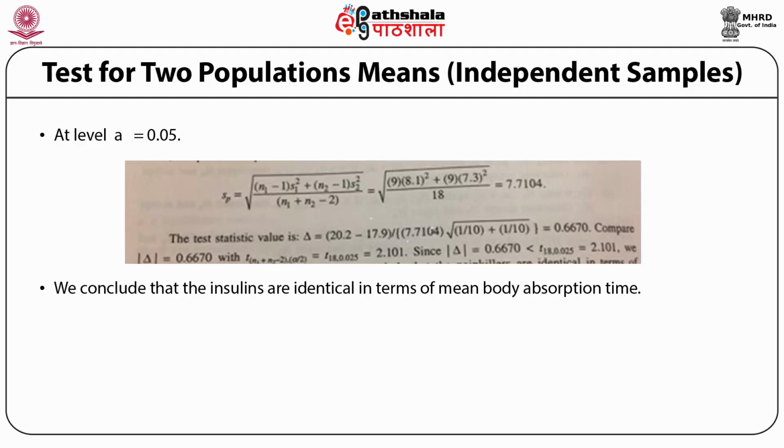So looking at the degrees of freedom in the t table, at alpha equal to 0.05, you find out the t table value. Since the t calculated is less than the t table value, that is 0.6670 is less than 2.101, we can conclude that the insulins are identical in terms of mean body absorption, or we can say that we accept the null hypothesis mu1 is equal to mu2.